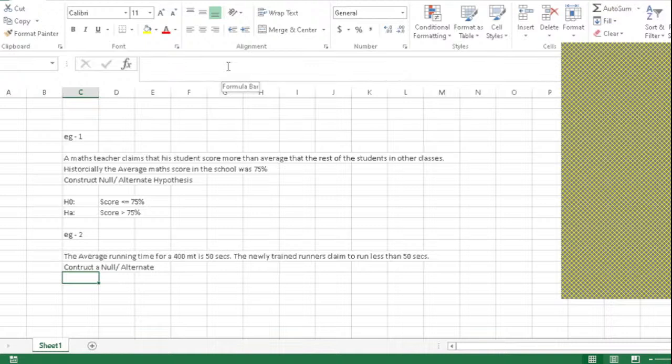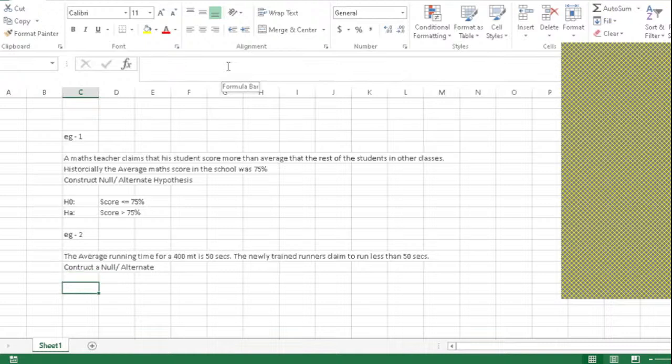H0 is going to be, Pungori, see what is claimed, what is to be proved. The newly trained runners claimed to run less than 50 seconds. So what is claimed, that is to be proved, and that will become alternate. Is that clear, Pungori?